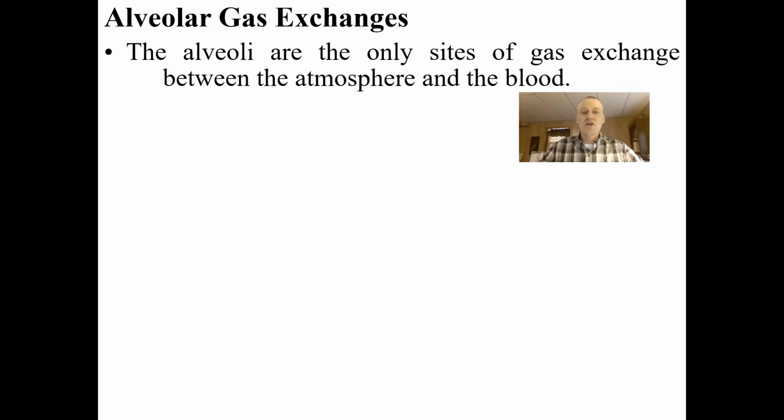Hello and welcome back. In this part of the lecture I want to talk about how the alveoli are going to exchange carbon dioxide and oxygen, and then how the blood will transport these gases to their respective places. The alveoli are the only sites of gas exchange between the atmosphere and the bloodstream.